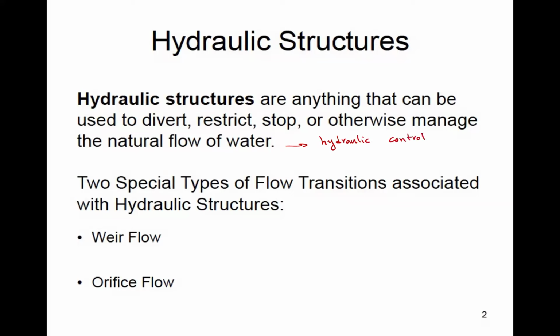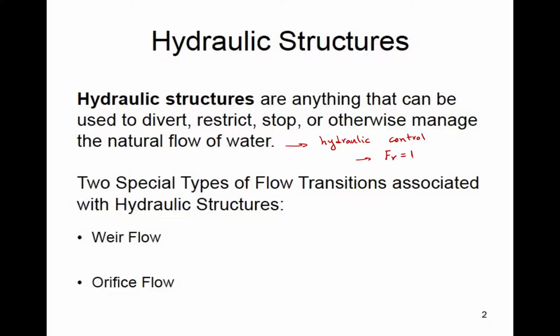So a hydraulic structure, all it does is it actually creates a hydraulic control. And we know what a hydraulic control is. I'm going to write it here, but it's a section where you have critical flow. Your Froude number is 1. So that's what hydraulic structures do, generally. In some cases, they don't necessarily create a critical flow. We'll see that later today, but that is kind of the general idea.